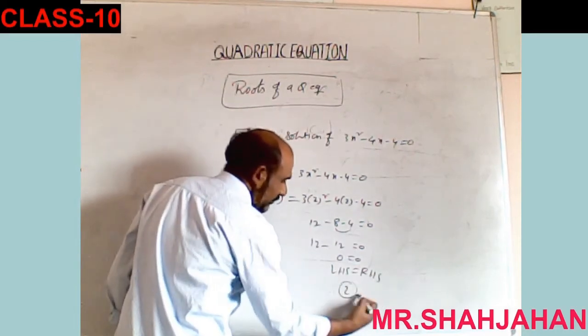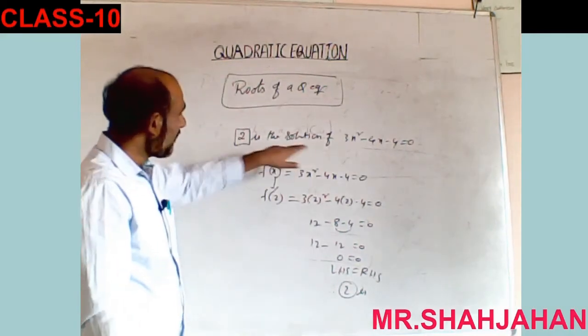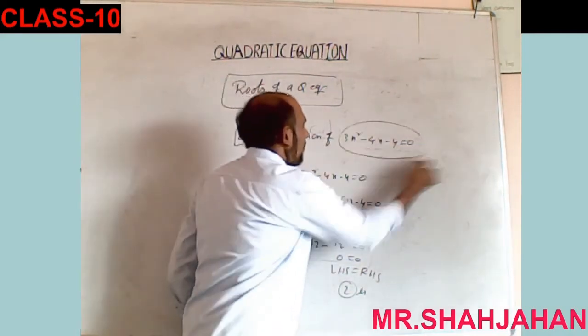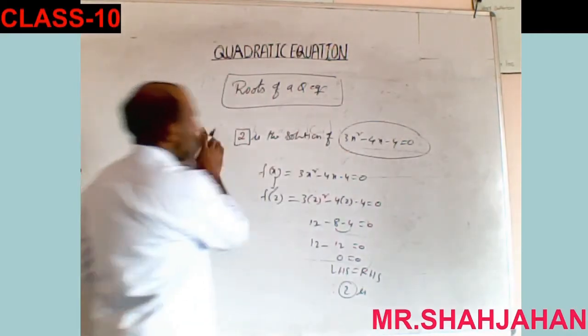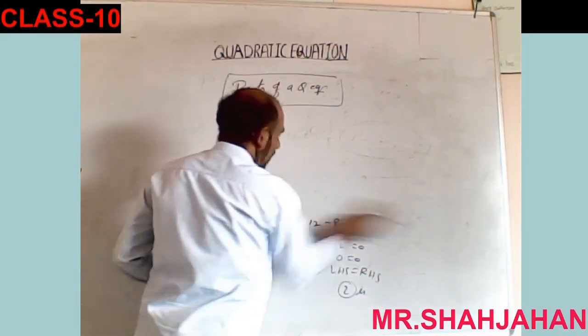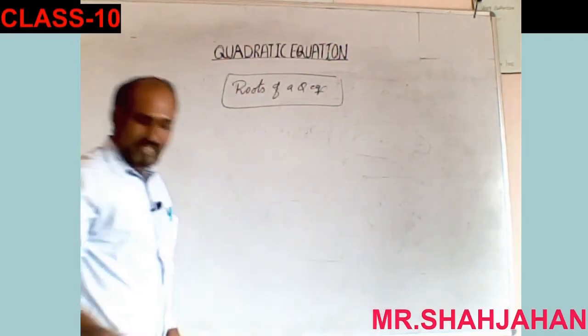Therefore 2 is a solution or root of the quadratic equation 3x square minus 4x plus 4 is equal to 0. Now tell me, how many roots will we get for a quadratic equation?